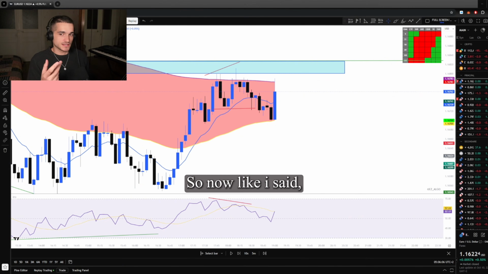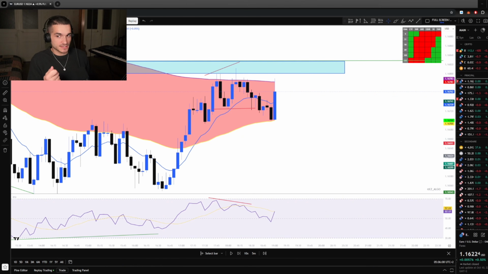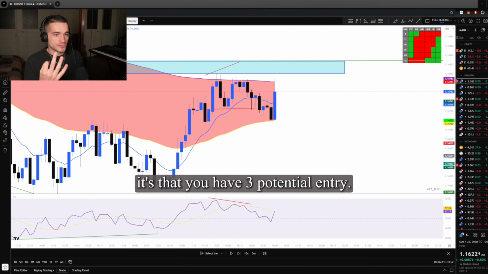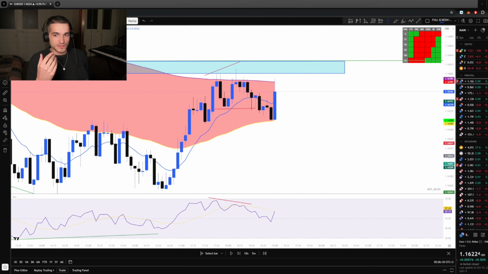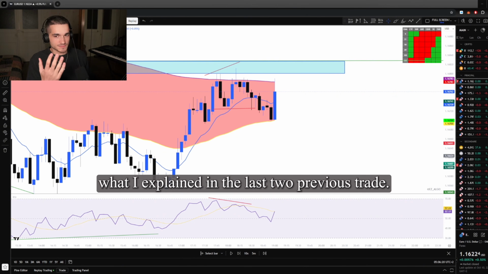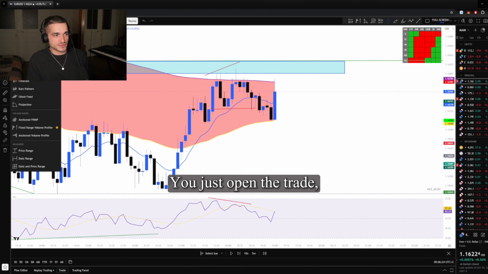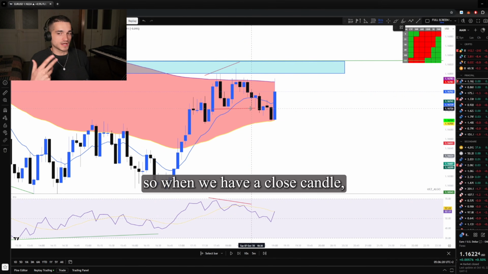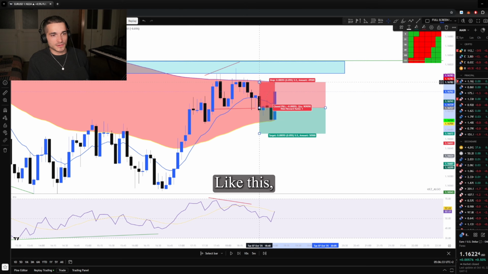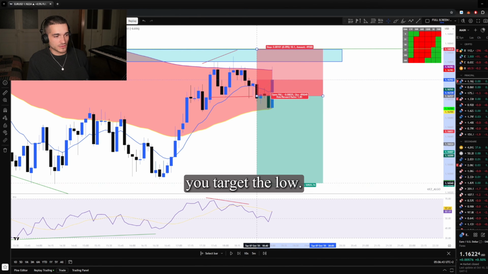So now, like I said, what is interesting with this trade is that you have 3 potential entries. I zoomed in to explain this. First, you're a beginner. You just apply what I explained in the last 2 previous trades. You just open the trade when we validate the divergence. So when we have a candle close above this point, like this, you target the low.